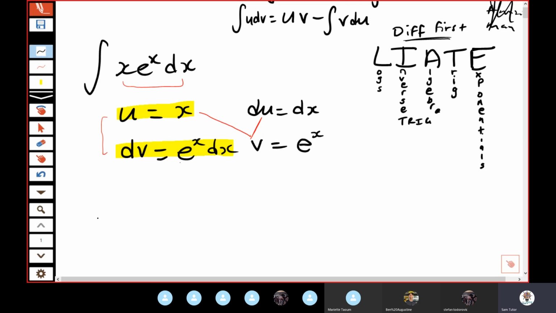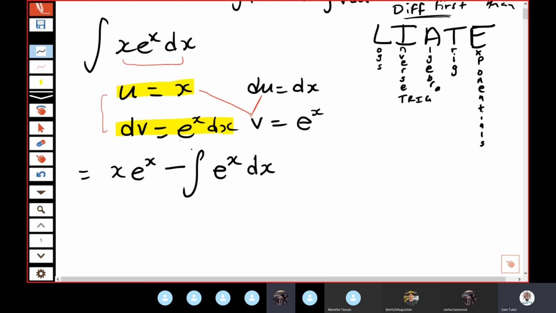So ready? This can be written as x e^x, this times this, minus the integral of this with this. So e^x, and that's why you need to have the dx there. dx. Any questions? And obviously you've got to finish it off, right?